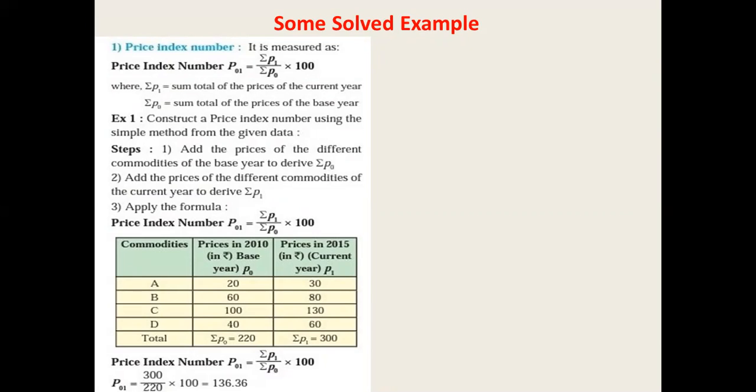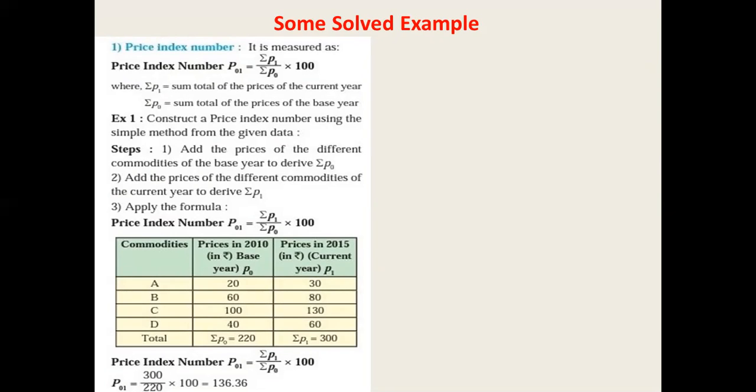What is the meaning of it? In the last video, I discussed that P0 means the price of the base year, and P1 means the price of the current year. So P01 is equal to summation of P1 upon summation of P0 multiplied by 100. The summation of P1 means the sum total of the prices of the current year, and the summation of P0 means the sum total of prices of the base year.